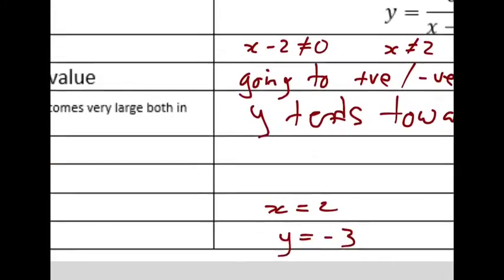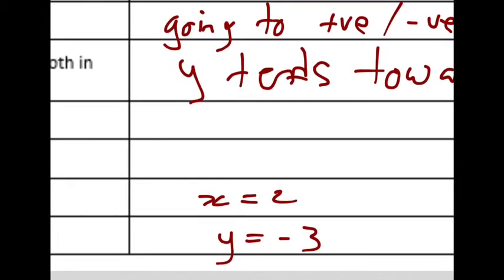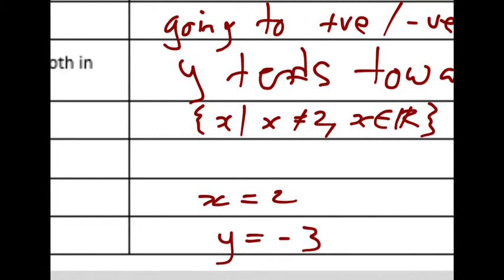And then domain and range really quick. We can do that based on our asymptotes. Domain, x can't be 2. And it's a real number. Range, y can't be negative 3. Also a real number.